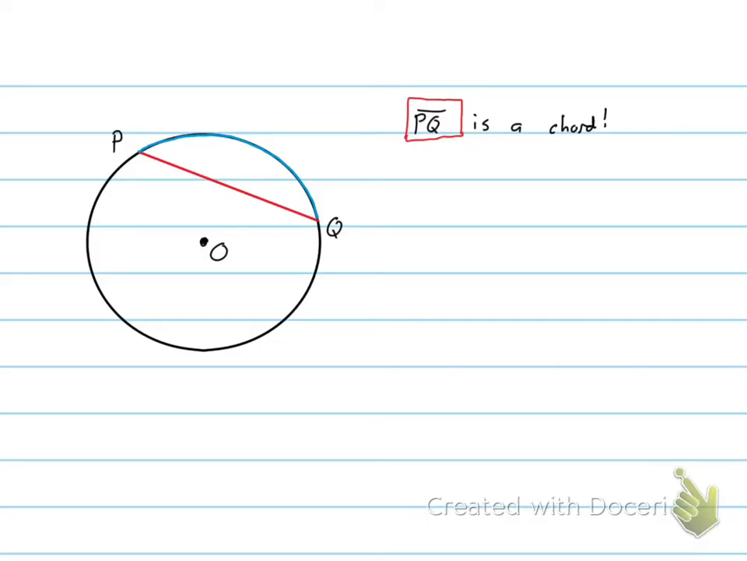So we're looking at a circle. That red segment PQ is called a chord. What is a chord? That is a segment whose endpoints are on a circle. It does not go through the center. If the endpoints are on the circle and it went through the center, that would just be our diameter. So again, segment whose endpoints are on a circle, not going through the center.